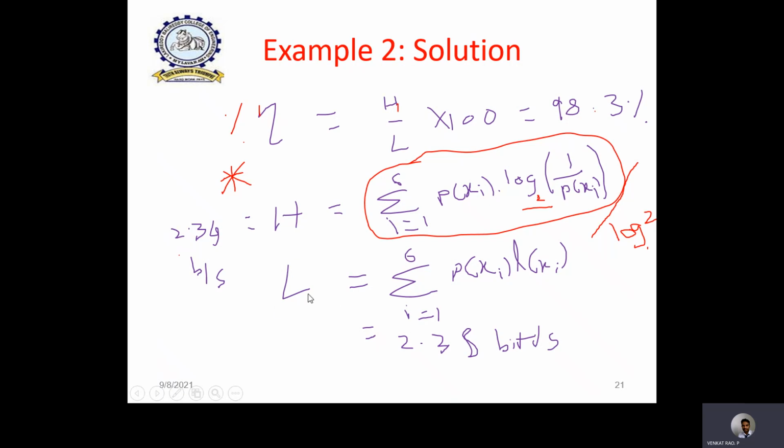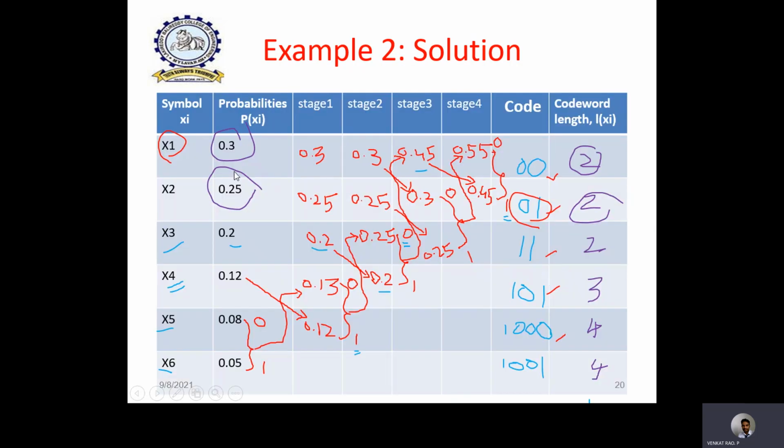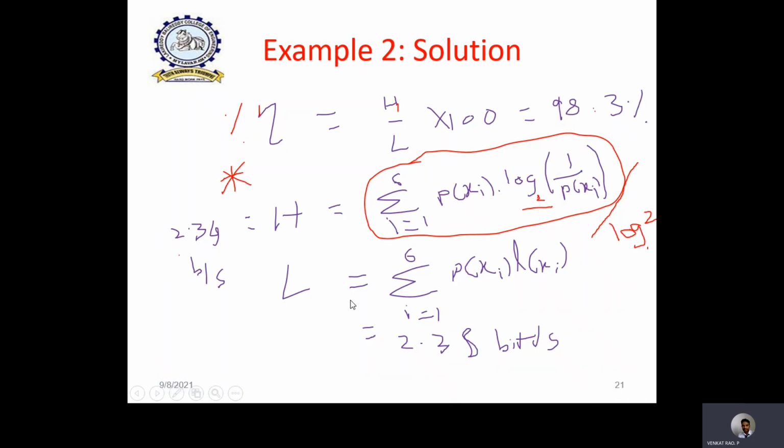Next, L is the average code word length. Again we have a formula for this, that is the summation of p of x into L of x, that means probability into length. So 0.3 into 2 plus 0.25 into 2 plus 0.2 into 2 plus and so on. Then L will be obtained. So h will be 2.34 bits as an example here, and L will be obtained as 2.38 bits. So totally you can substitute h by L into 100.